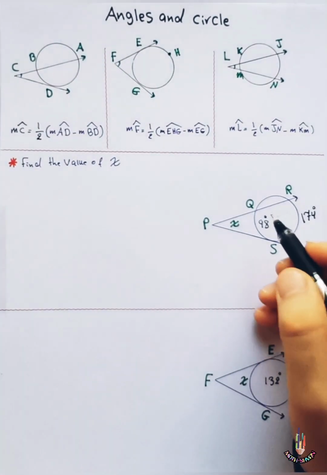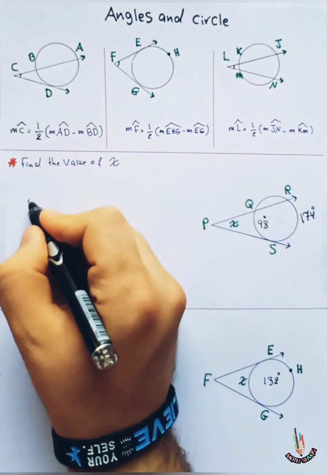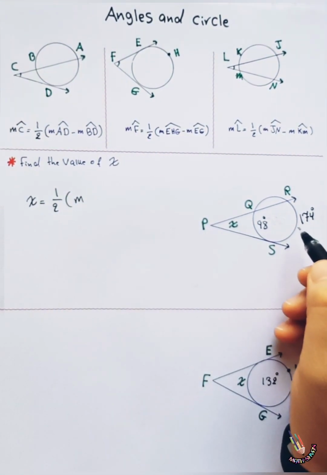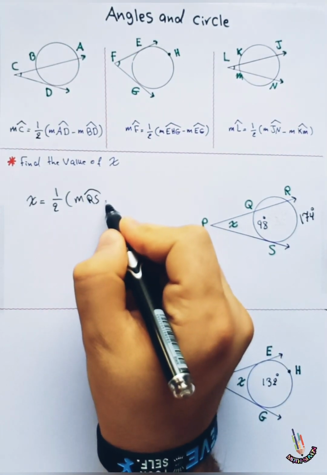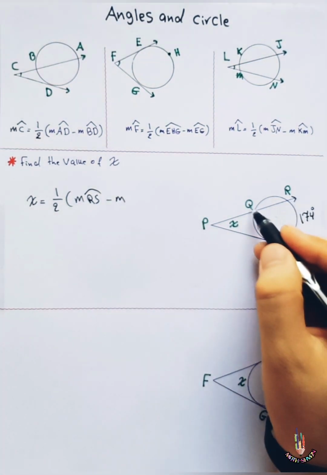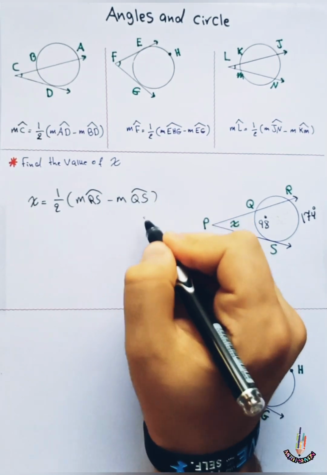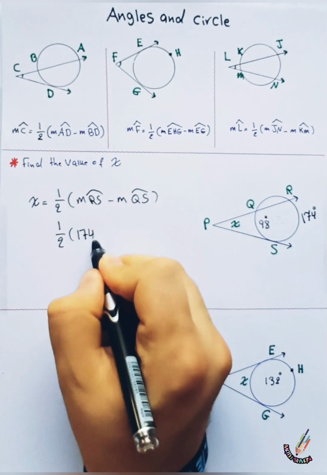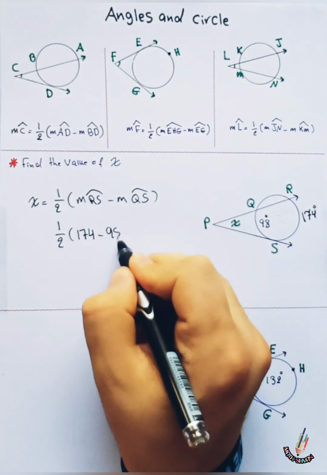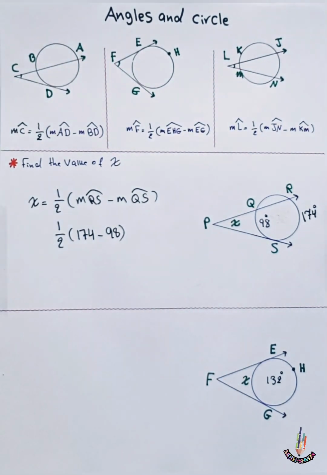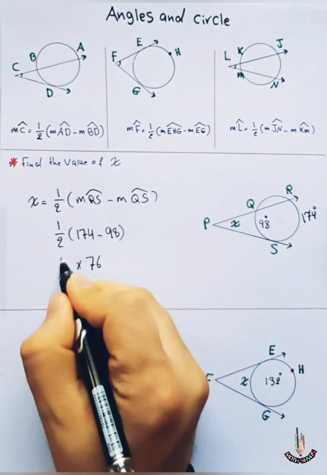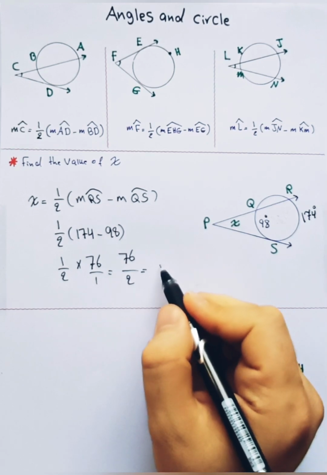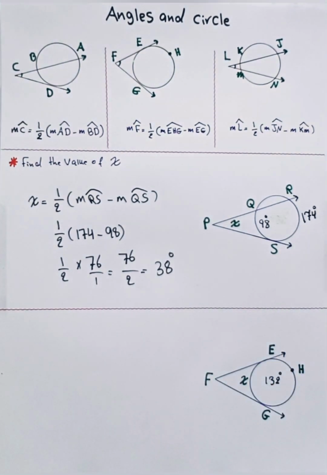So example number 1, on this theorem you have to find the value of x. So the value of x equal to 1 out of 2 the measure of arc RS minus the measure of QS. So 1 out of 2 multiplied by RS is 174 minus QS is 98. You have to subtract these two numbers, equal to 76 multiplied by 1 out of 2. You have to change this whole number into fraction. 1 times 76 is 76, 2 times 1 is 2, 76 divided by 2 equal to 38. So the value of x is equal to 38.